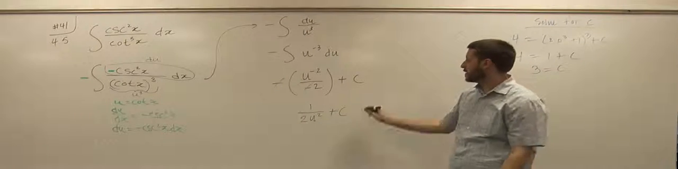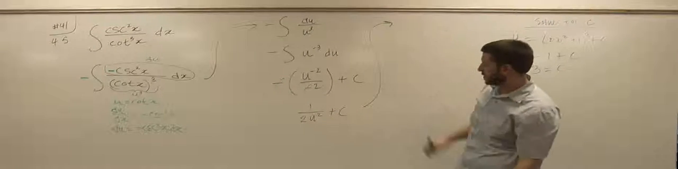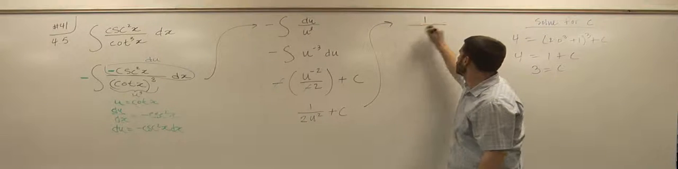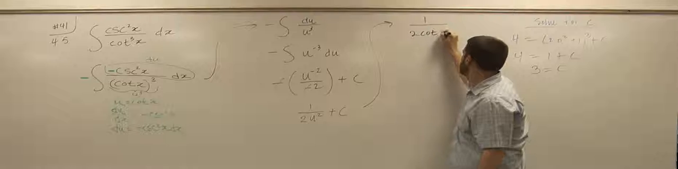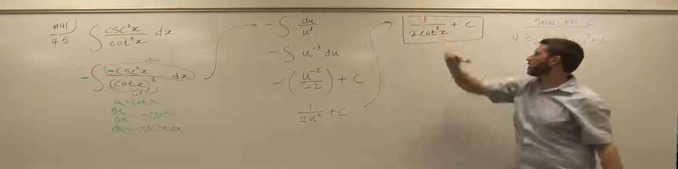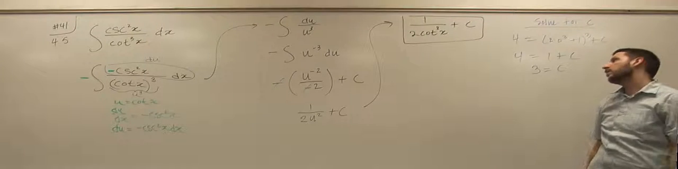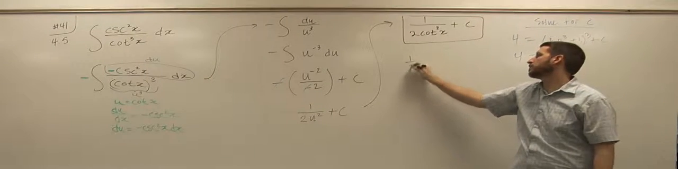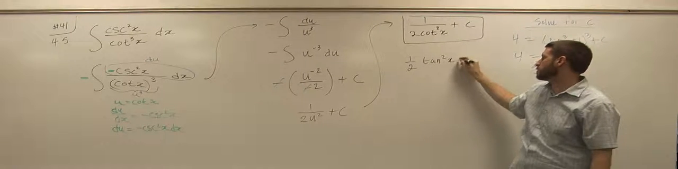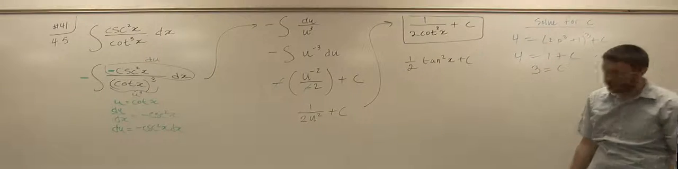We need to get back to x's. So I plug in cotangent x for u. Or if you wanted to be clever, you can make it one half tangent squared, since cotangent is the reciprocal of tangent.